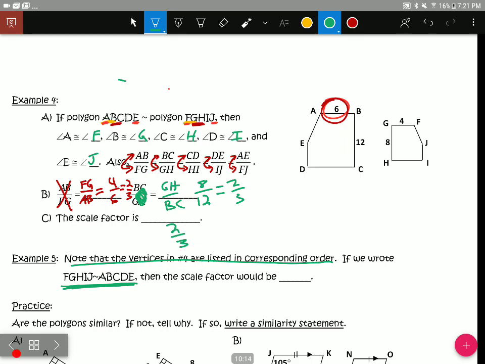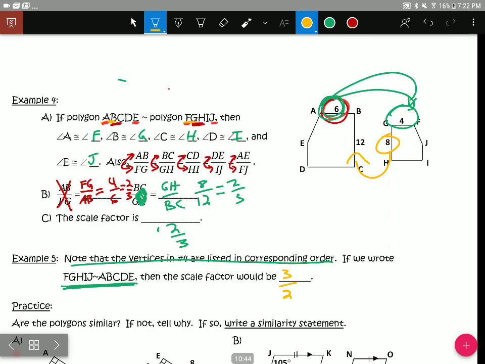So to go from the big one to the small one, I would multiply by this scale factor. All right, 6 times 2 is 12. 12 divided by 3 is 4. And then if we went the other way around, we have to flip it. So this would be 3/2. All right, to go this way, 8 times 3 is 24. 24 divided by 2 is 12.